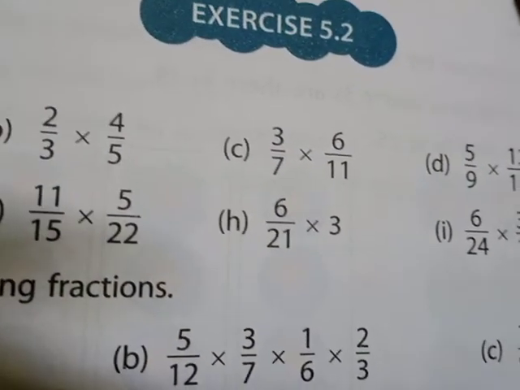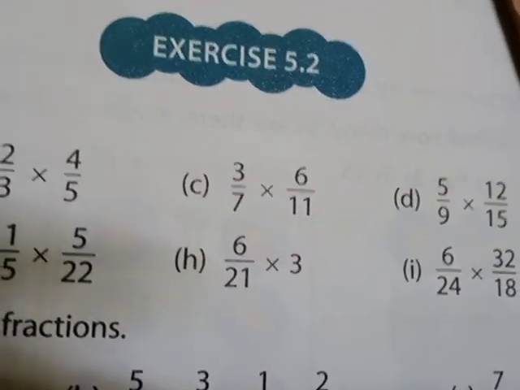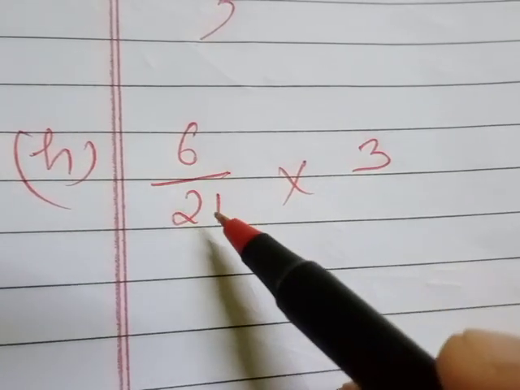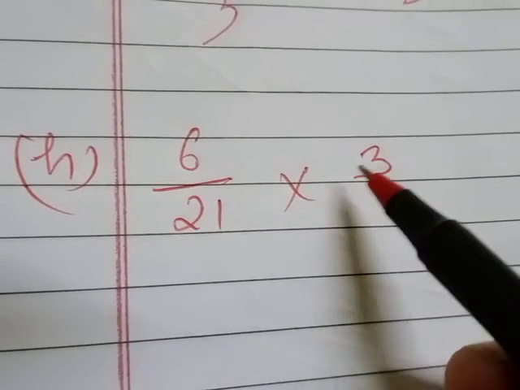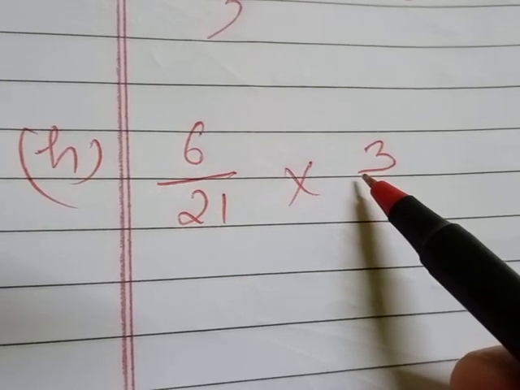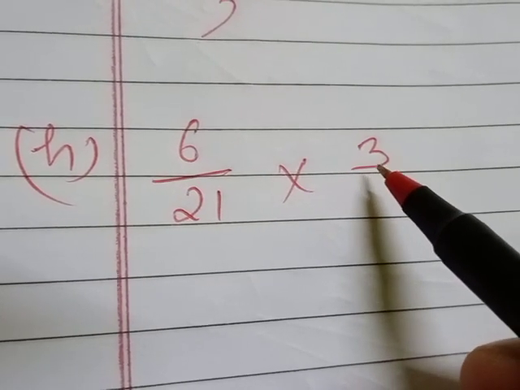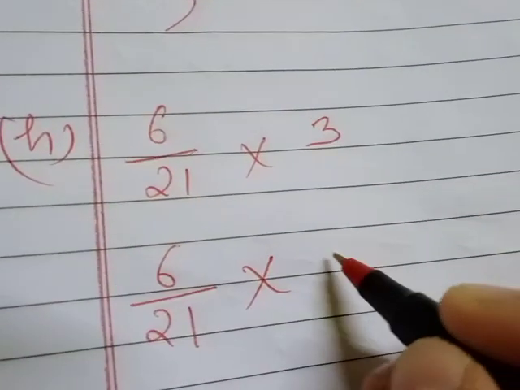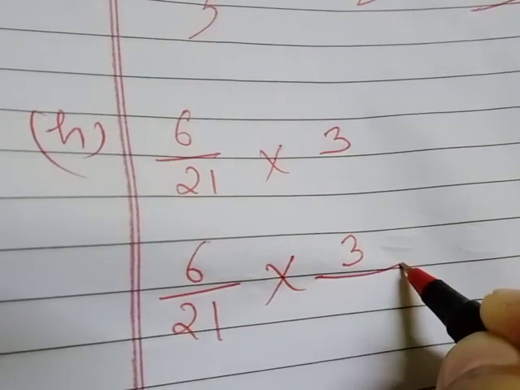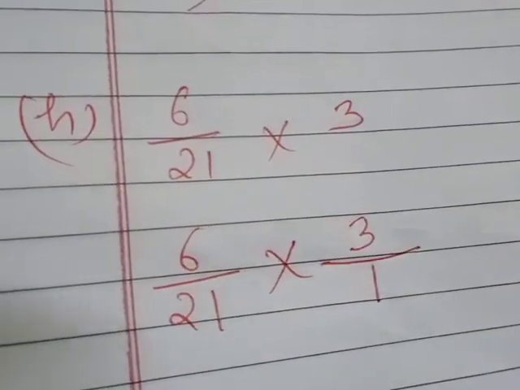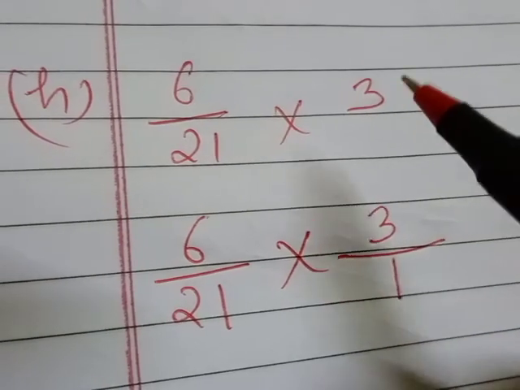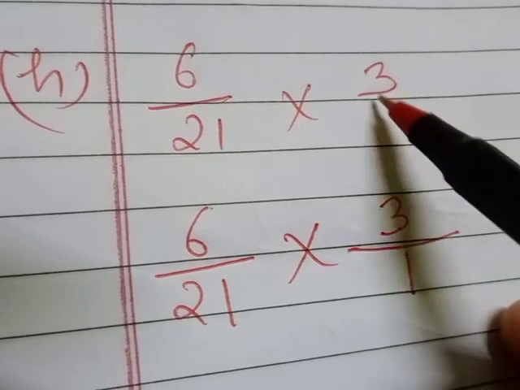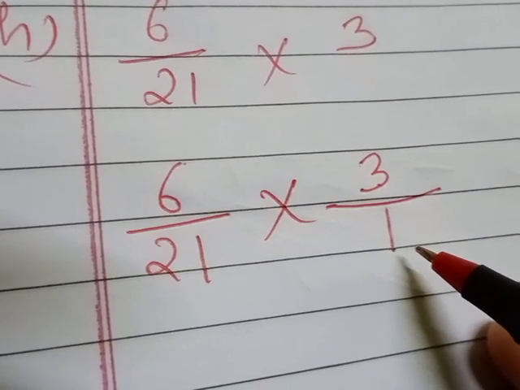H. 6 upon 21 into 3. Now if you notice this question, on the first side we have numerator and denominator both, right? But on the other side we have only numerator. So when we have only numerator, what do we do? We will make that particular number the numerator, and in the denominator place we will write 1. I told you this in the previous chapter also. Whichever side we have only one number, that number is shifted to the numerator, and in the denominator place we make 1. Got it?